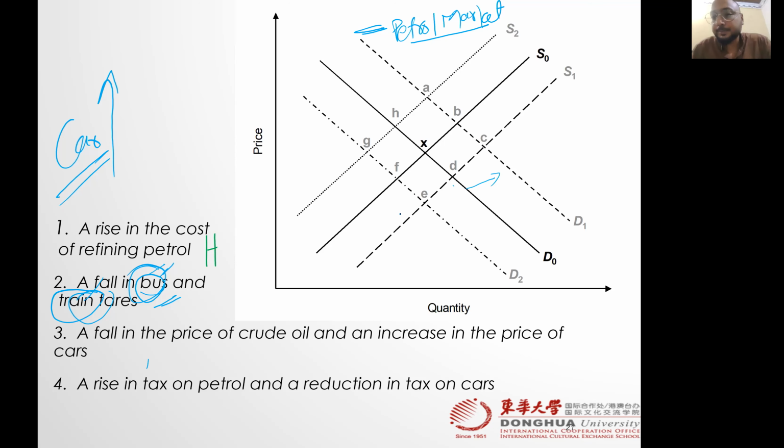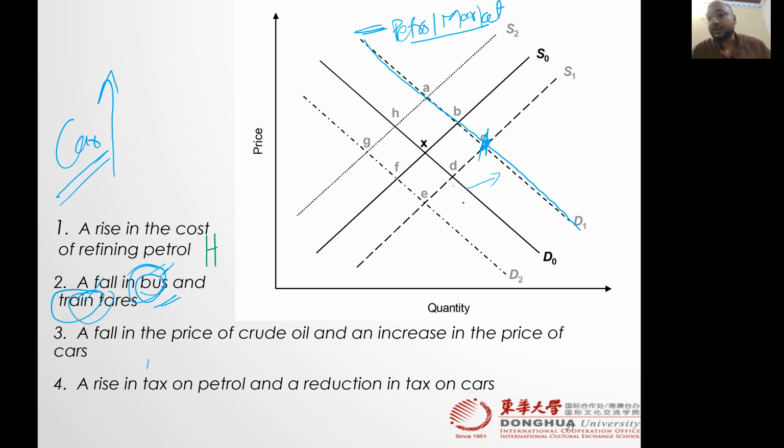Am I right? Guys, you understand? Yes. A fall in bus and train fares causes demand for petrol to increase. It's a case of complement. So where are we right now? At C. Right? Understand?